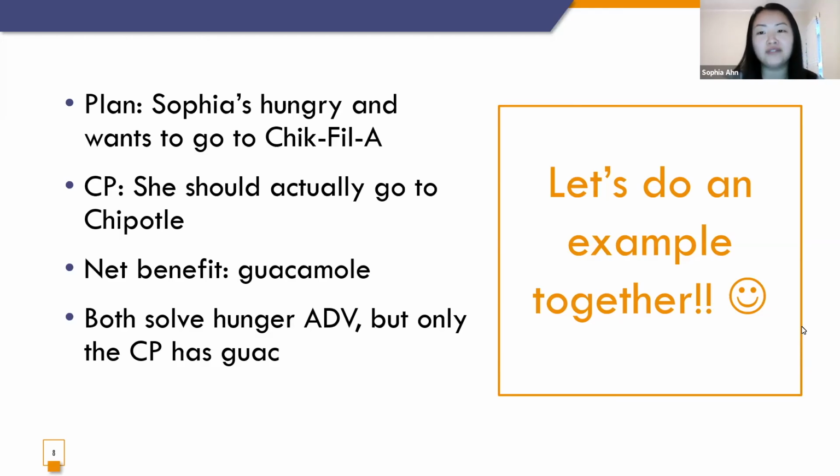So keep in mind, negative going to Chipotle, your net benefit is what you have that the affirmative doesn't. And of course, Chipotle has guacamole and Chick-fil-A does not have guacamole. And so even though both would solve our hunger advantage in this case, only the counterplan offers the ability for me to get guacamole.